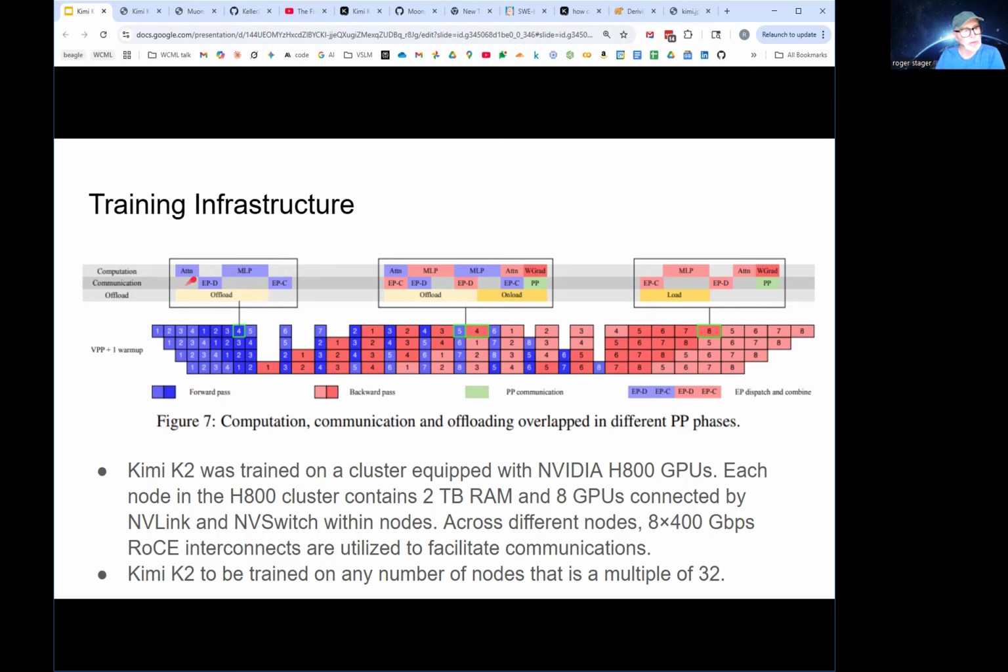I'm not going to go through the details of these exactly, but it's the same type of thing. Here we've got the attention calculation, here's the MLP calculation. This is, I think, the distribute and collect for the expert parallelism. It's a similar type of thing during the steady state, where they're overlapping computation and communication. This offload and onload is kind of cool.